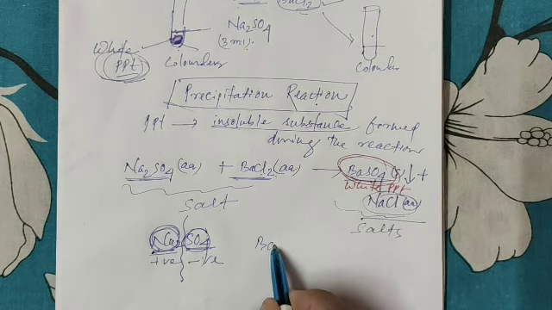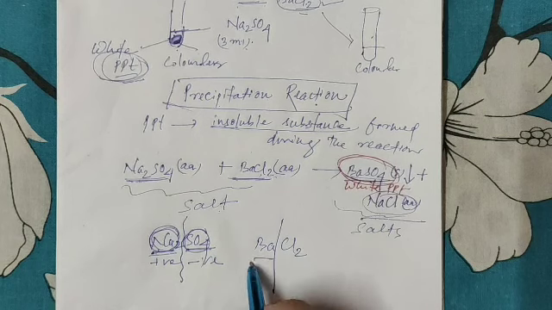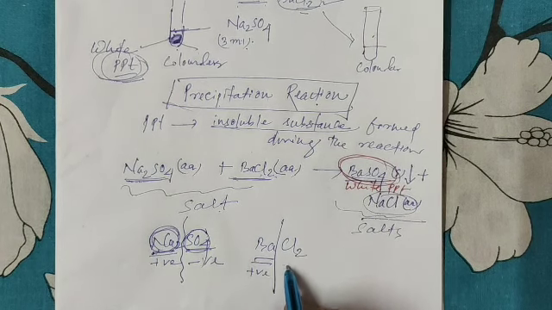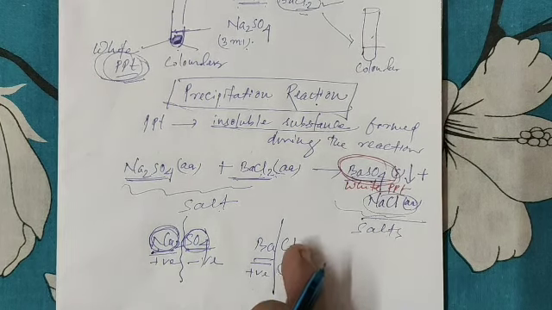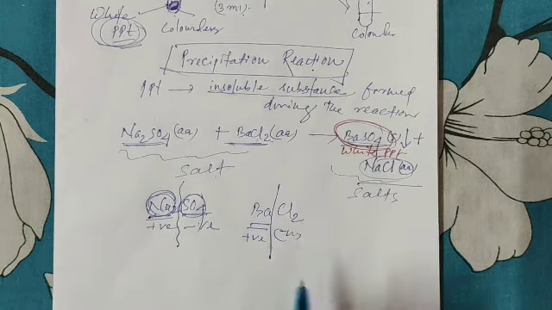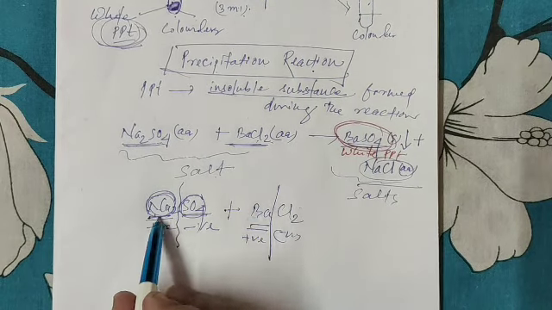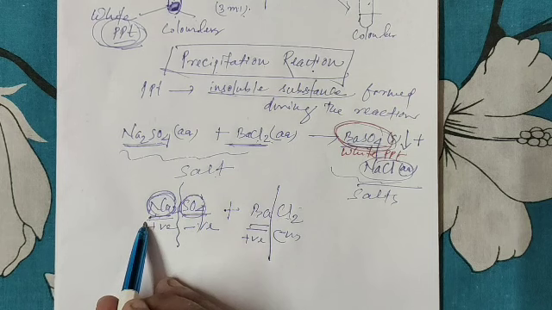Similarly I am taking here barium chloride. Here the positive part is barium and the negative part is chlorine, meaning in the form of chloride. So in this reaction what happened is an exchange of ions.